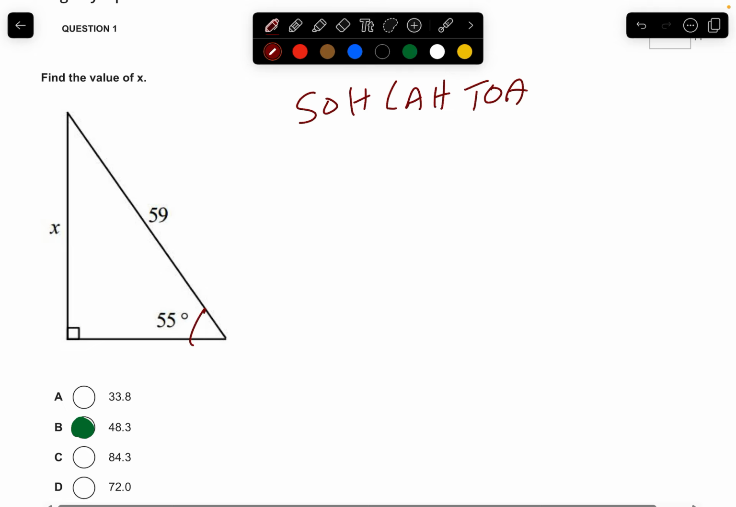You figure out which angle you're going to work on, the 55. You figure out how the two sides you're going to work on are related to that angle. This is opposite my 55, and this is my hypotenuse. OH is a sine problem. That means that the sine of theta equals opposite over hypotenuse. That's what the SO part of SOHCAHTOA tells us. And so, before we go, we've got to find the ratio.